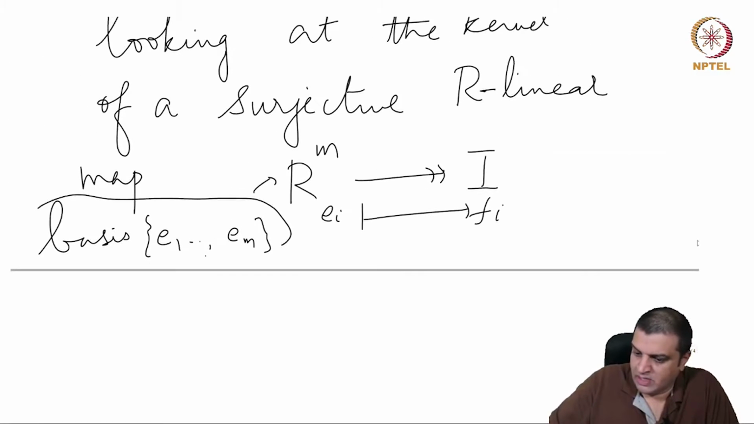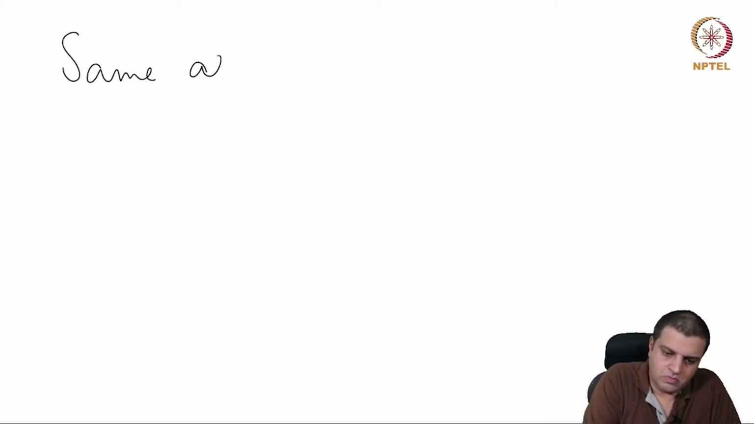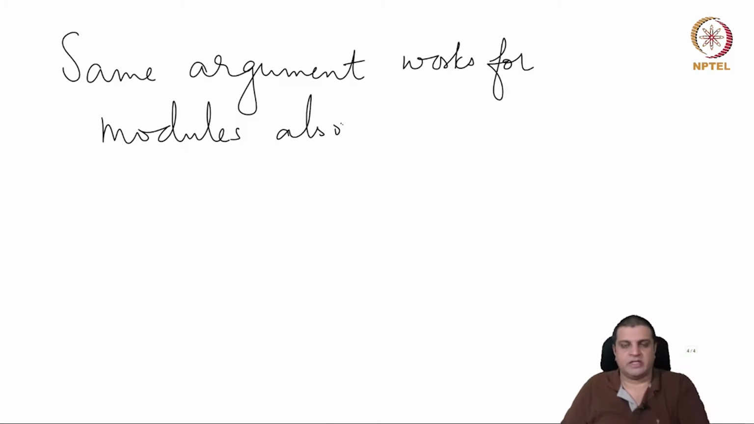But notice that this is the same for modules also, because all that we are using here is an R-linear map from a free module to I. We are not using the fact that this is an ideal. All that we are using is that it is an R-module. So the same argument works for modules also. Again, we will only be concerned about finitely generated modules. There are much better theorems in that context than otherwise.